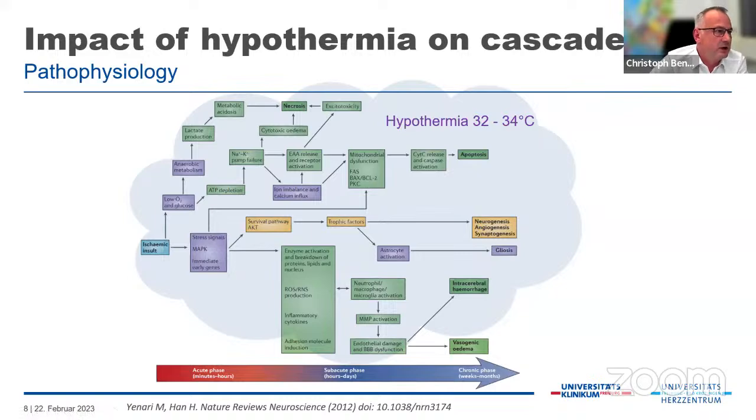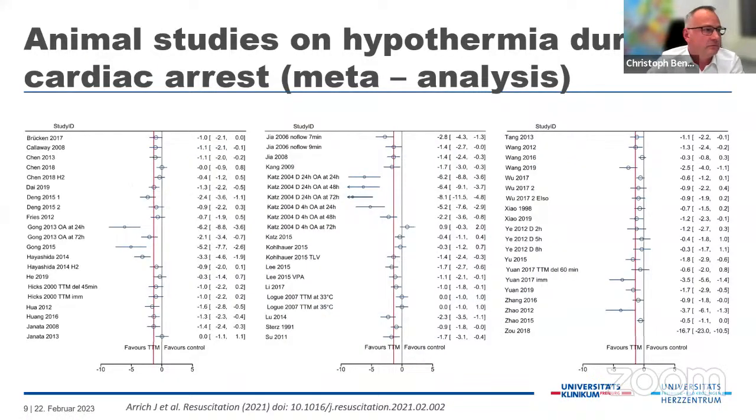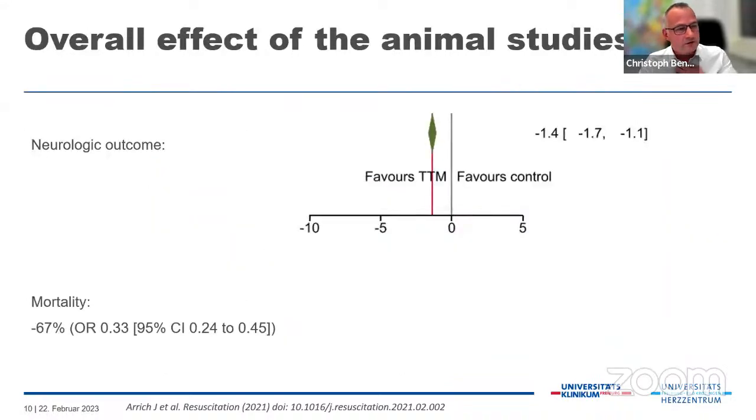So let's first look at the animal studies on hypothermia during cardiac arrest. This is a meta-analysis of 60 animal studies only related to cardiac arrest models, and almost all studies show an effect of hypothermia when it is used properly. So the overall effect of the animal studies was mortality reduced by almost 70%.